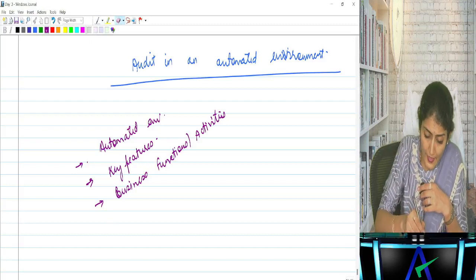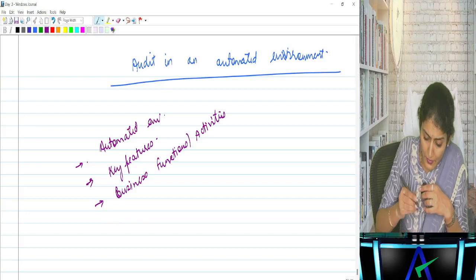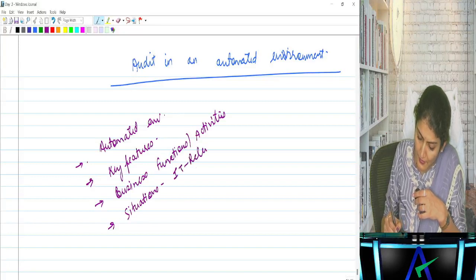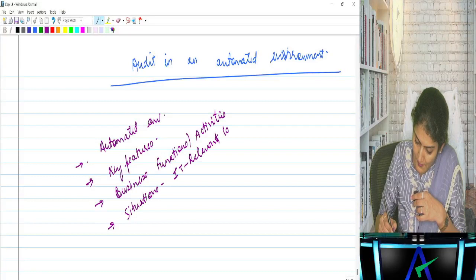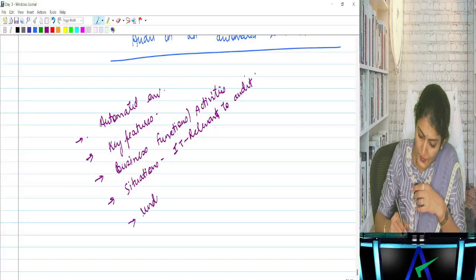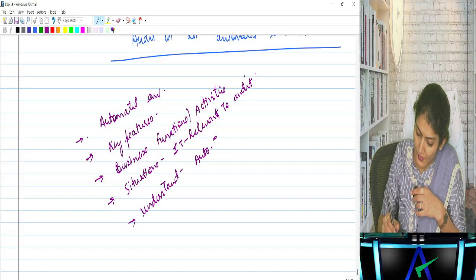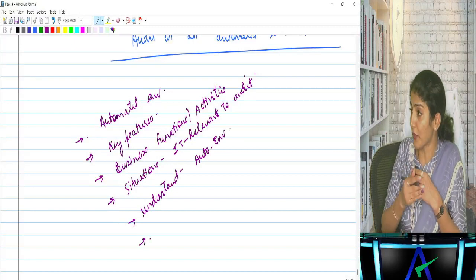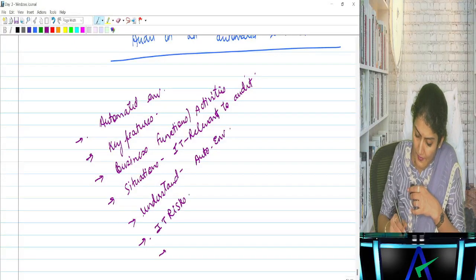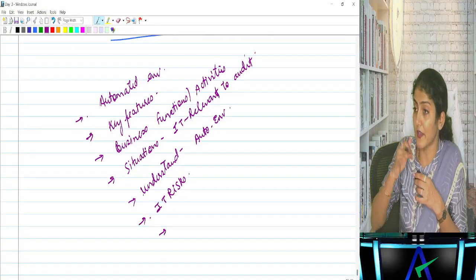Then auditor, can you now ignore the use of the computer? No, you have no option but to consider the use of the computers. So situations in which IT will be relevant to the audit, right? Then auditor, what you'll have to do is first understand the automated environment. Auditor, you'll have to understand the automated environment. Then you also have to check what are the IT risks associated with the automated environment.